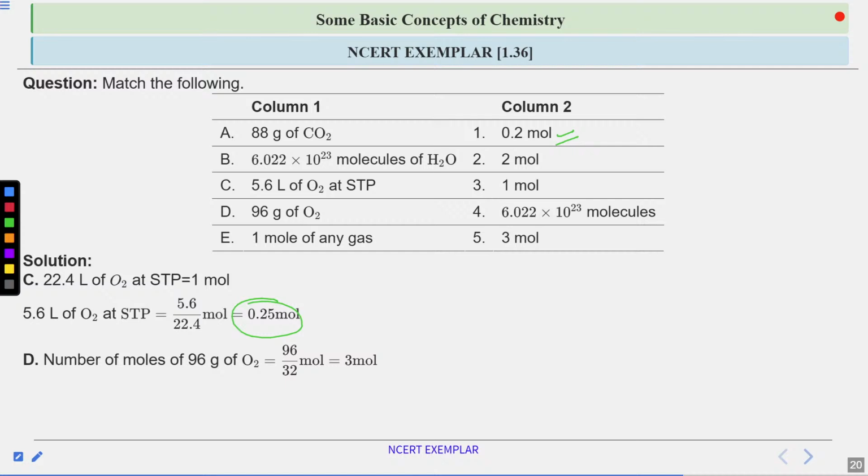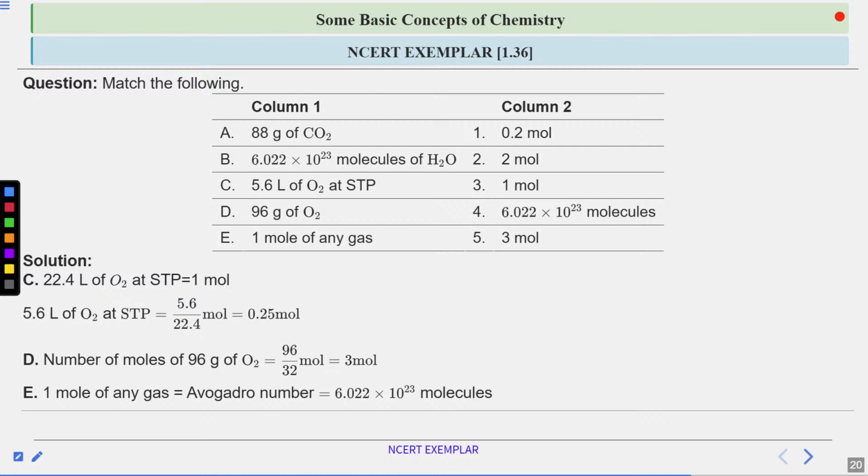Next is D, which is 96 gram of O2. Again, given weight by molar weight. It will give you 3 mole. Very easy to calculate, similar to A. I will not explain this once again. Now what about the last option? 1 mole of any gas will have 6.022 into 10 to the power 23 molecules. Similar to the B option. So it's a very easy question to understand, but a very conceptual one to get the idea of mole. Till this point, does anyone have any issue? They can ask.